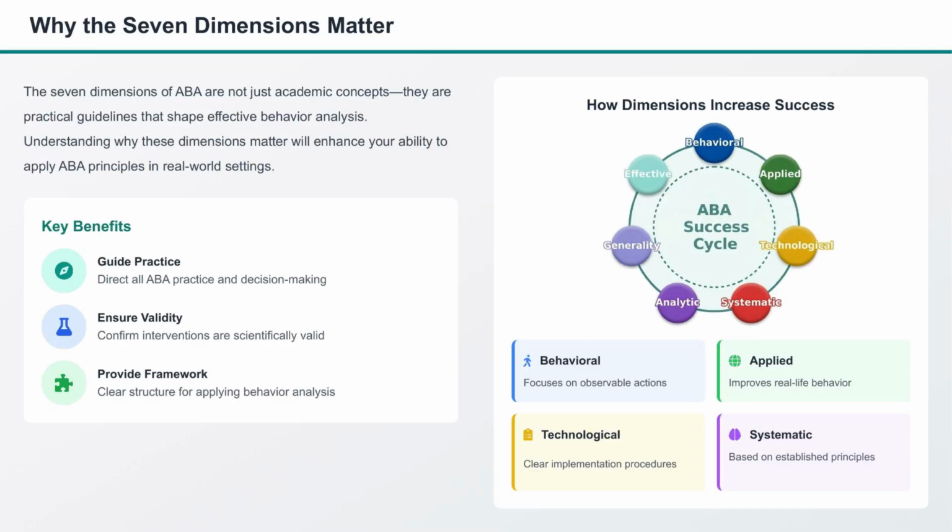These dimensions aren't just theoretical concepts, they are practical guidelines that shape effective behavior analysis. Understanding why these dimensions matter will improve your ability to apply ABA principles in real-world settings. They ensure that interventions are scientifically valid, socially relevant, and effective in improving a person's behavior and quality of life.